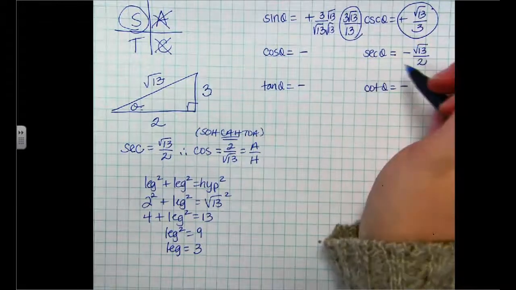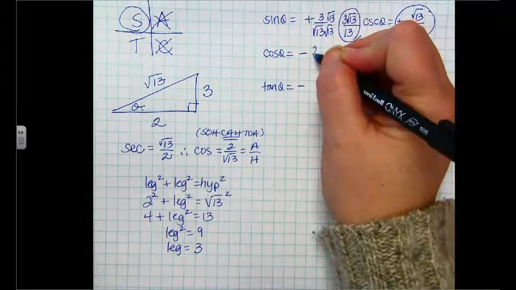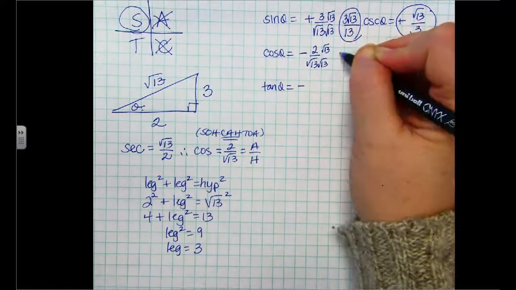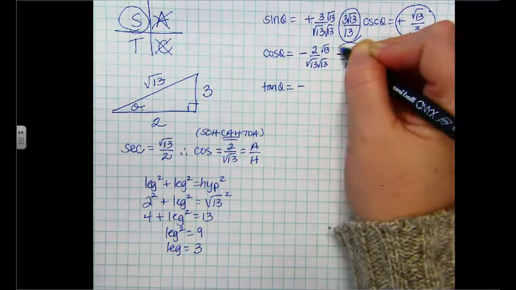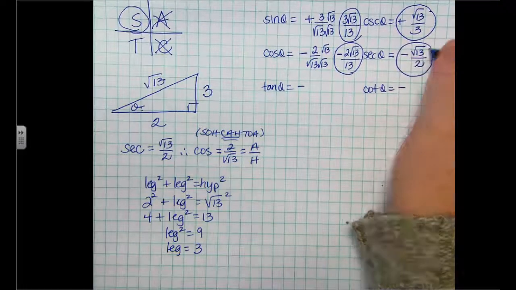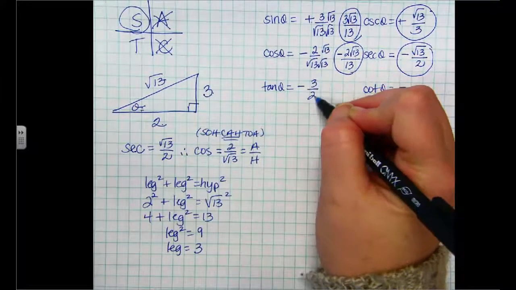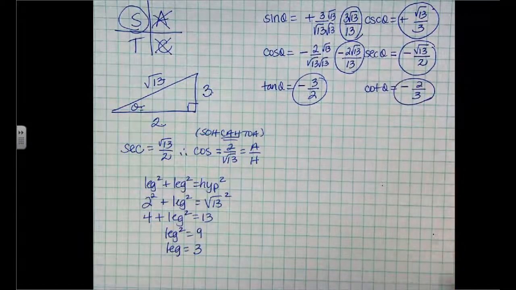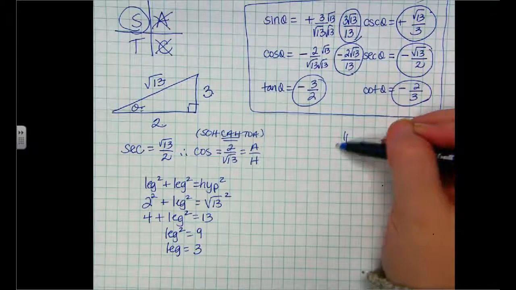Cosine is adjacent over hypotenuse, so that's 2 over root 13. Clean it up, because you can't have the square root in the bottom of a fraction. And you get negative 2 root 13 over 13. Flip that, or they gave that to you for your secant. Tangent, opposite over adjacent, negative 3 halves. Flip it for cotan, negative 2/3. And really, that's it. So it's review of everything you've ever done with trig in one big problem.